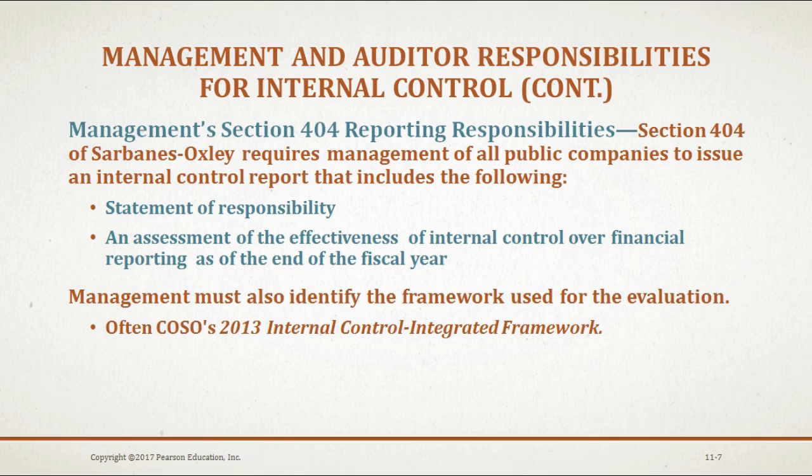The internal control framework used often by U.S. companies is the Committee of Sponsoring Organizations of the Treadway Commission Internal Control Integrated Framework, which is also known as COSO. COSO was originally published in 1992 and then updated in 2013.